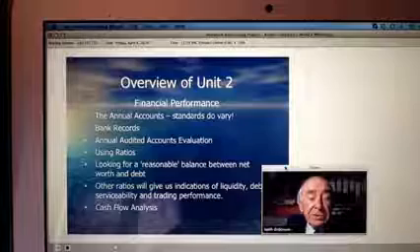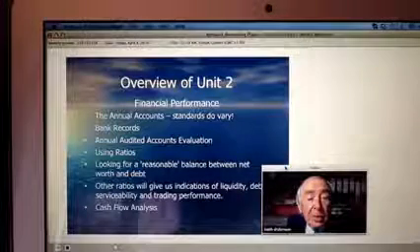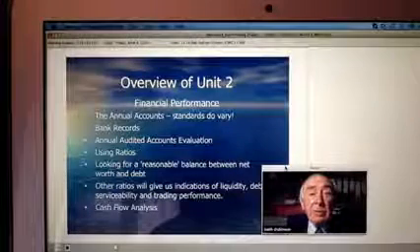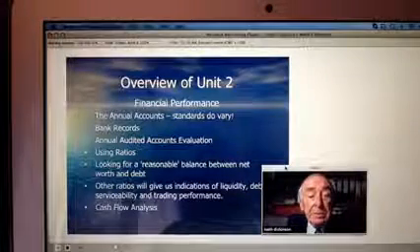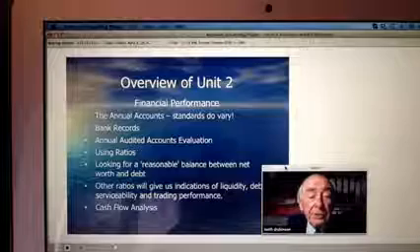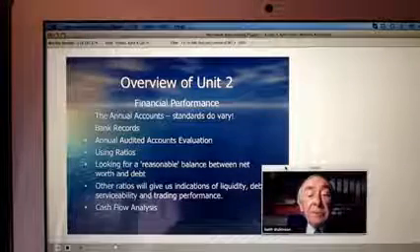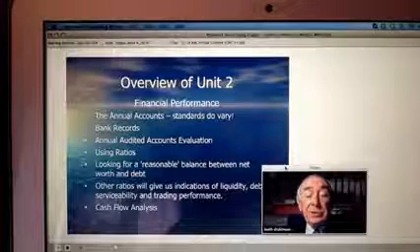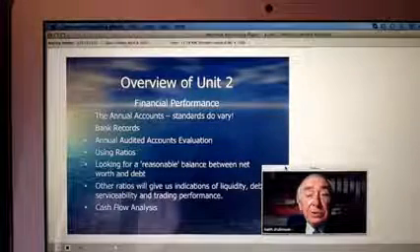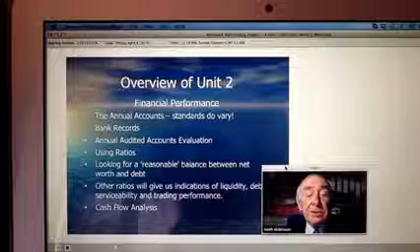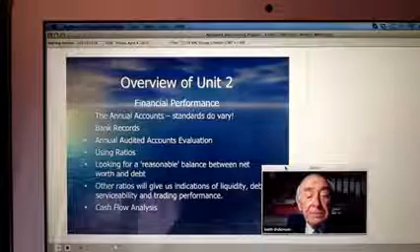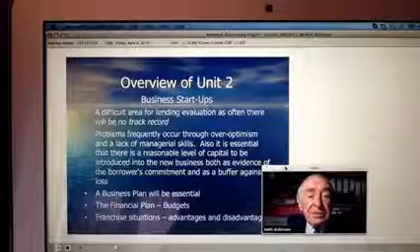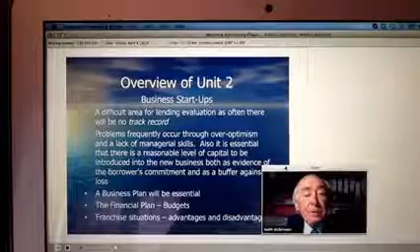Don't forget to use ratios to pinpoint the way ahead. Look for a reasonable balance between net worth and debt, sometimes called gearing or leverage, and other ratios will give us indications of liquidity, debt serviceability, and trading performance. Most important of all, perhaps, is cash flow analysis.